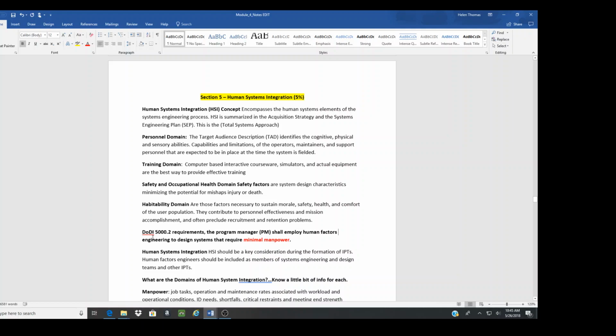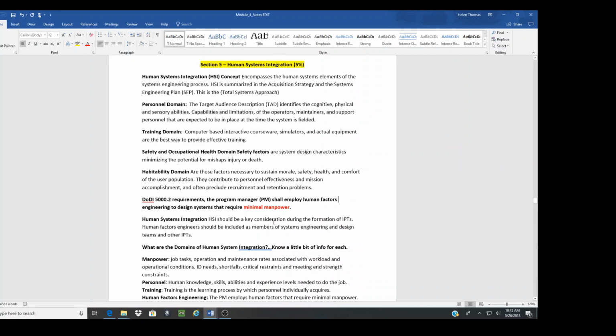So the DOD instruction 5000.2, it talks about the operation of the acquisition process requirement, says that the program manager must have human factors engineering and design it in such a way that it requires minimal manpower, the least amount of people necessary to operate that equipment. So again, your program manager is your subject matter expert on that system. So they'll be able to figure out what's the minimal amount of personnel necessary to be able to successfully and safely operate that system.